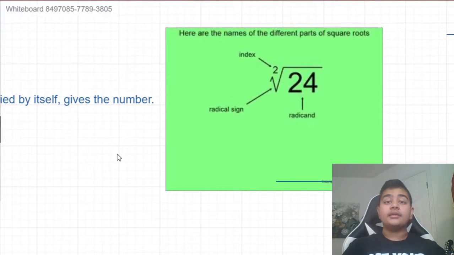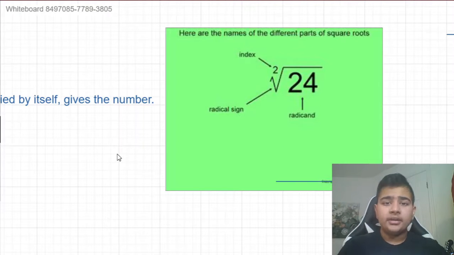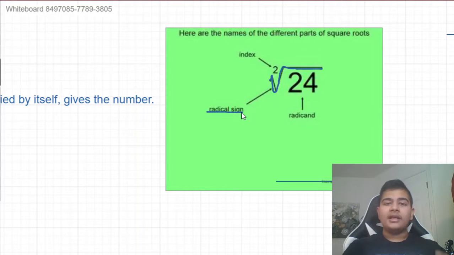So let's look at some parts of a square root. Let's learn the names. The sign you see here, let me just draw it out for you guys. The blue line that you'll see here that's overlying the black line, this is called the radical sign. That is basically what we do, the square root.